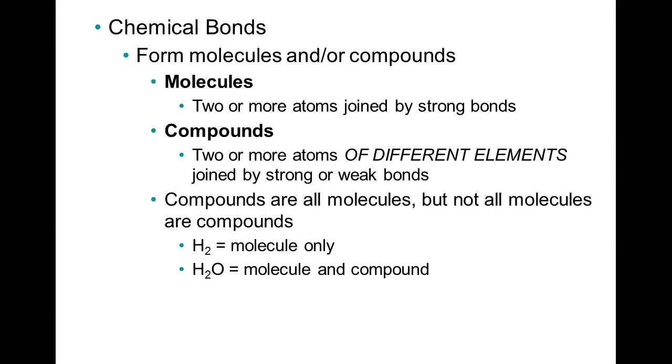Molecules and compounds, we kind of covered this already. Molecules are two elements of the same type. Compounds are different elements. When they're the same type, they're equal in positive nucleus, so there can be strong bonds. Different types, it can vary. You can have strong bonds or weak bonds. So in compounds, you can have strong or weak.